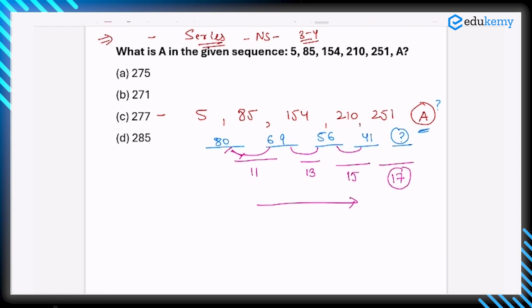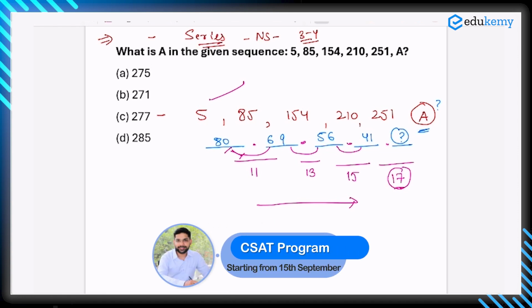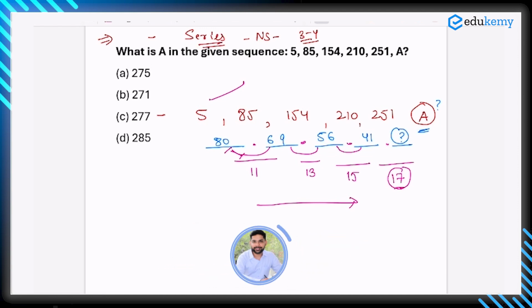So here two series are running parallelly. First the difference between the original series, then the difference between the difference numbers. तो दो series parallel में चली हुई हैं. So 56 minus 15 gives 41. 69 minus 13 gives 56. 80 minus 11 gives 69. तो अगर आप यहाँ पे डॉट्स को कनेक्ट करना चाहो, 80 minus 11 gives us 69, 69 minus 13 gives us 56, 56 minus 15 gives us 41.